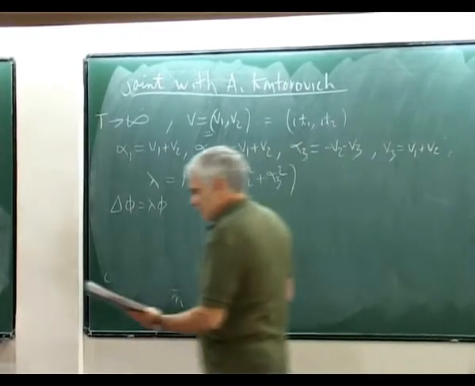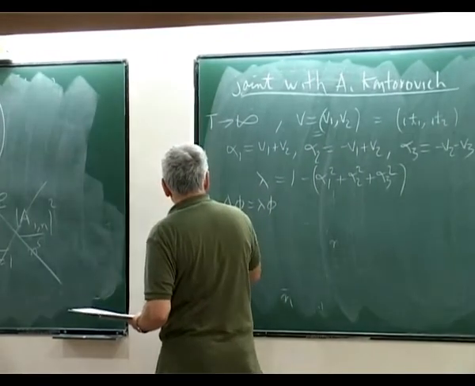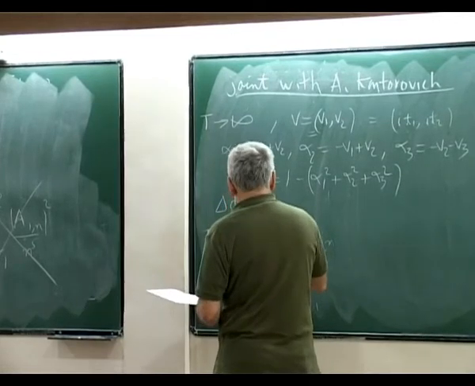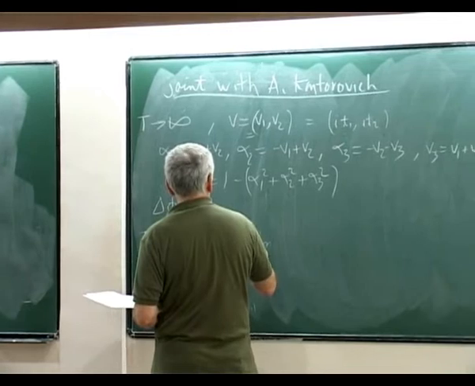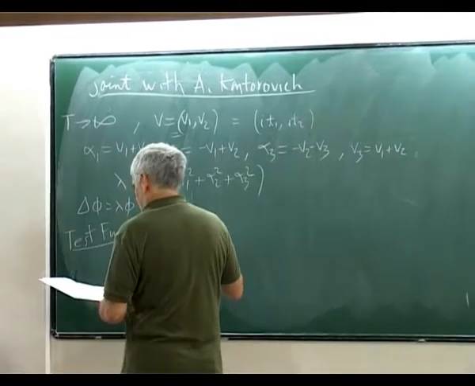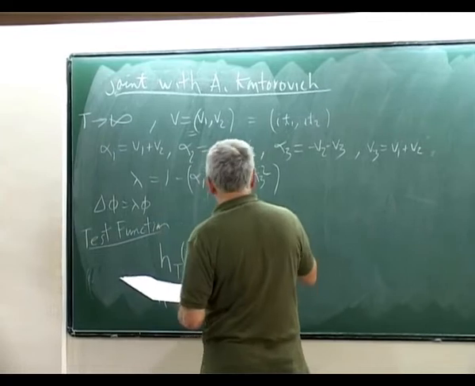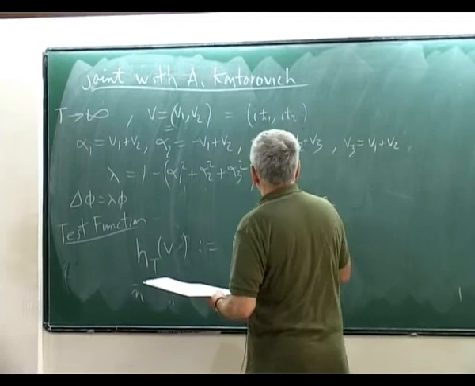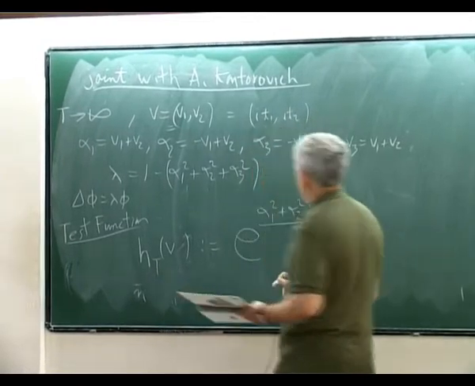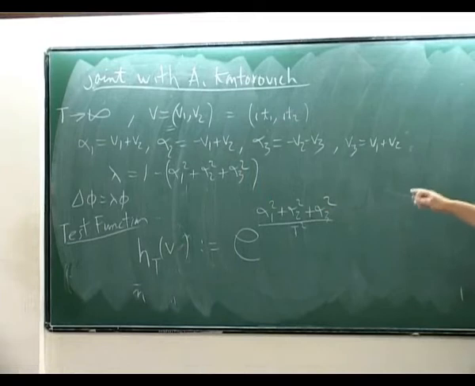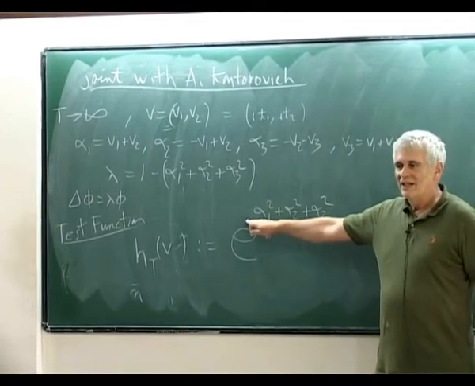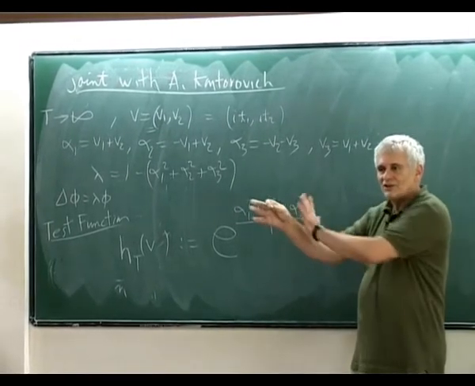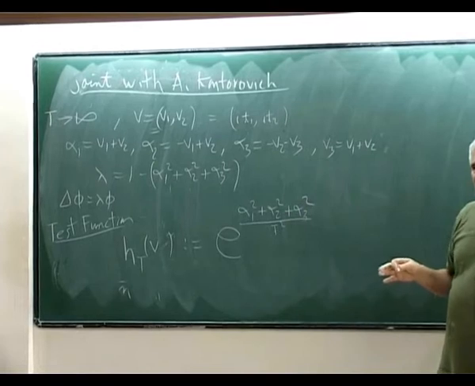And I'm now going to construct a test function. My test function is h sub T of v. And it's defined to be equal to e to the alpha 1 squared plus alpha 2 squared plus alpha 3 squared over T squared. So this decays when the eigenvalue is bigger than T. It starts to decay rapidly. It's basically counting eigenvalues up to T.